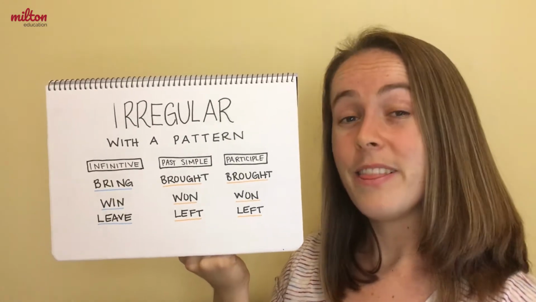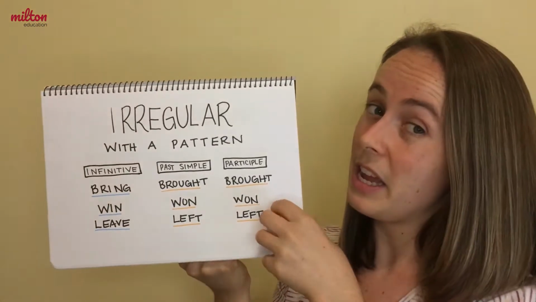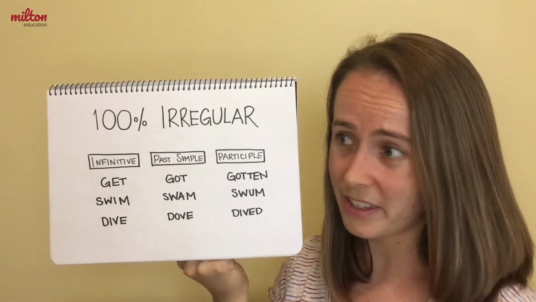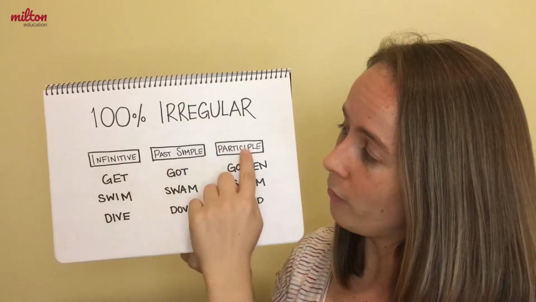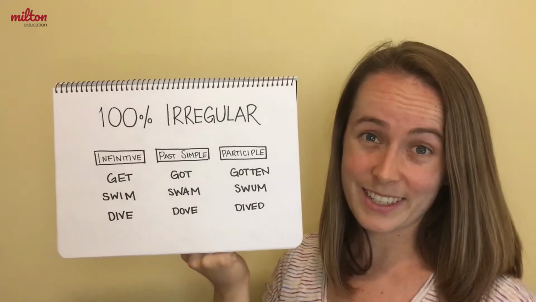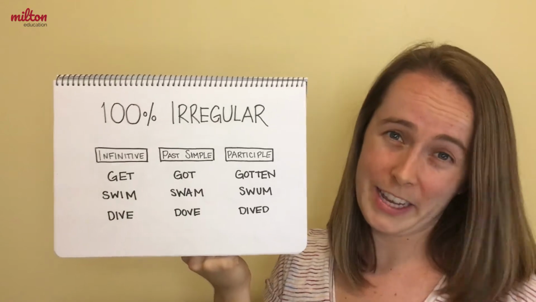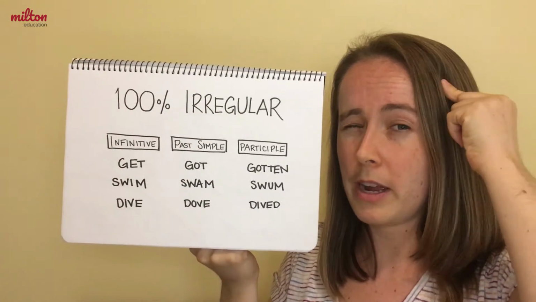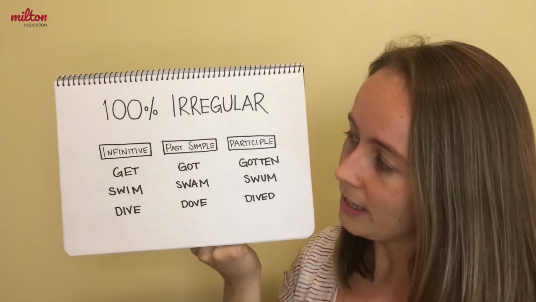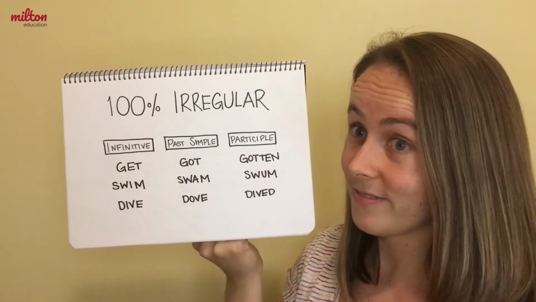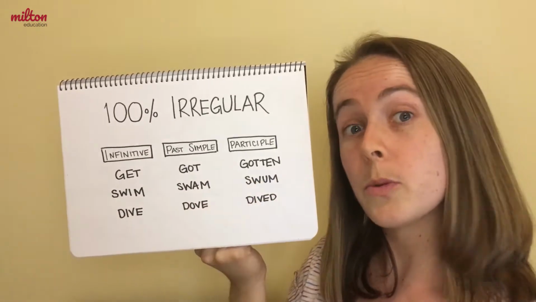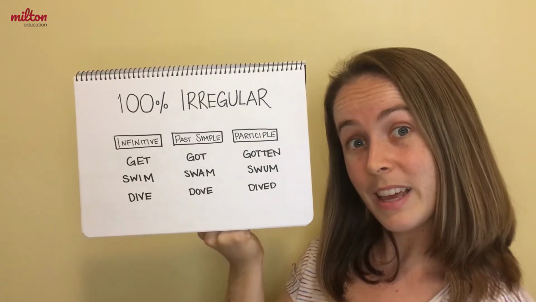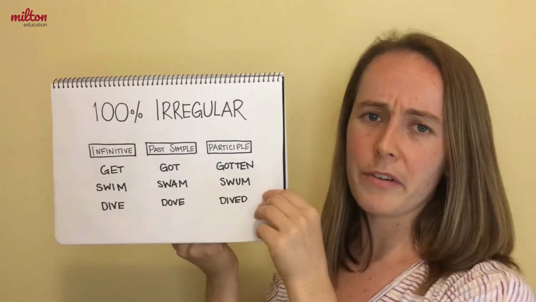Now, there are also some irregular verbs that are just 100% irregular because each form is different. And there's no trick here. You just have to work really hard to memorize all 3 forms. Like get, got, gotten. Swim, swam, swum. Or dive, dove, dived. Now, let's get back to the present perfect.